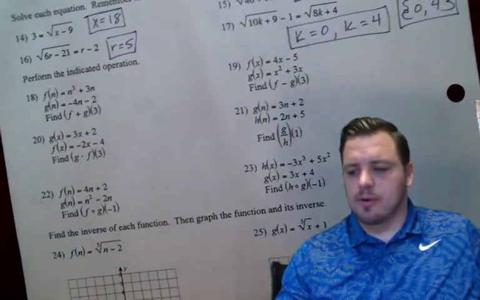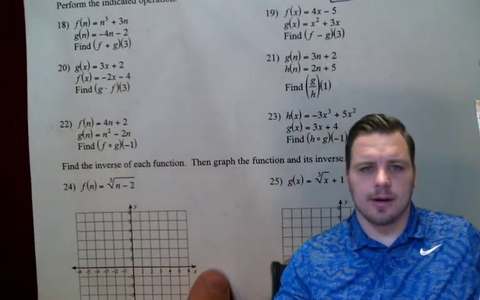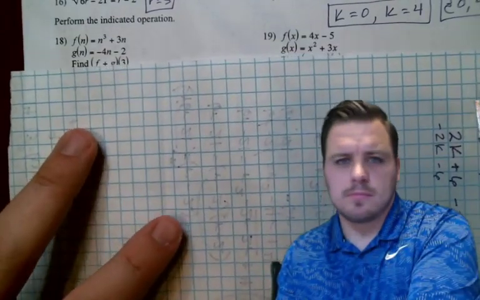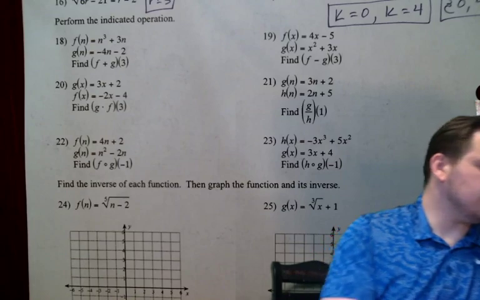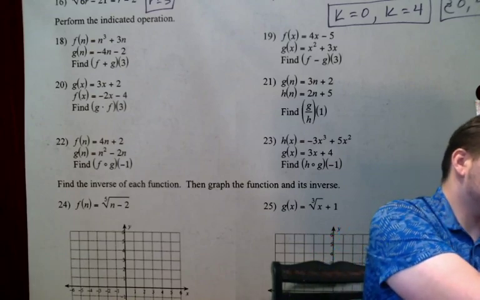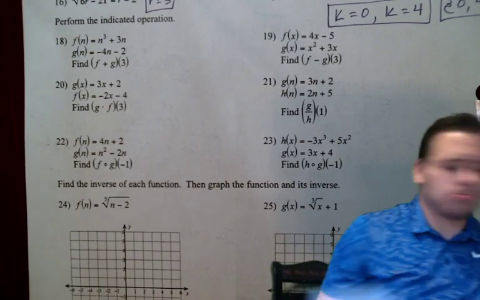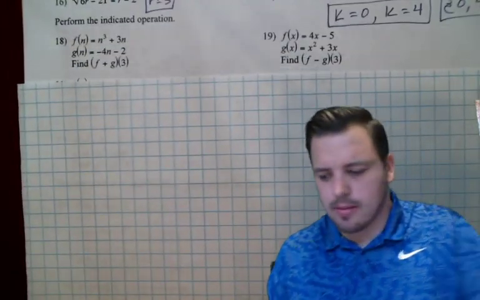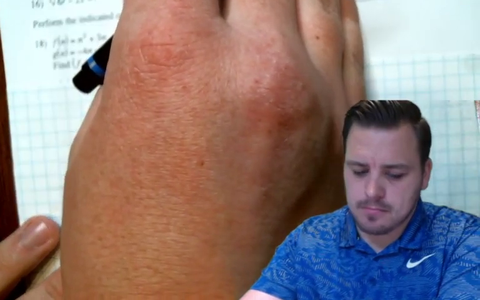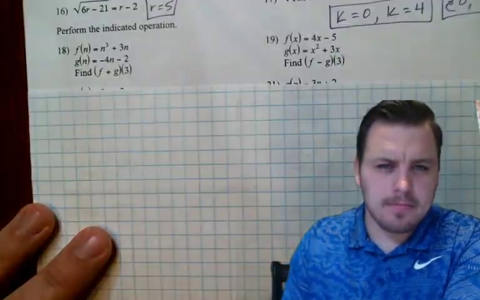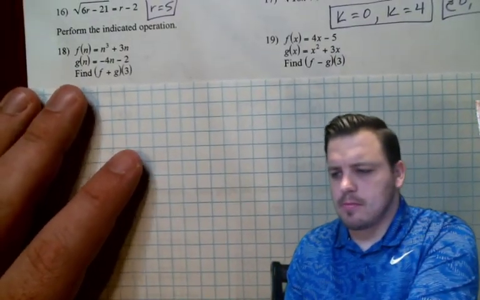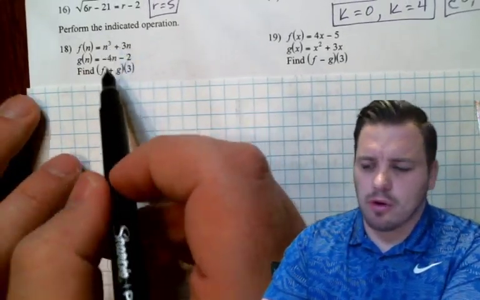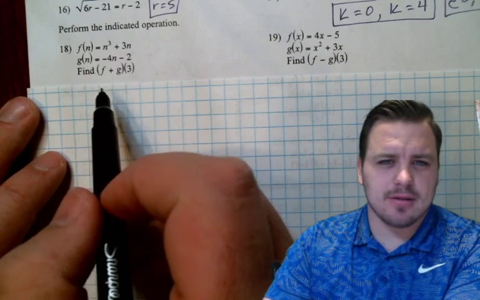So then let's jump over here to number 18. Actually, let me just grab a new sheet. Looking at number 18. Basically, I'm just going to work this like this is my space right here, so I'm not going to rewrite anything.